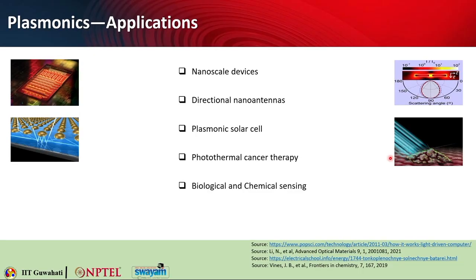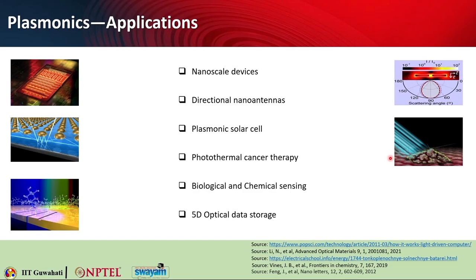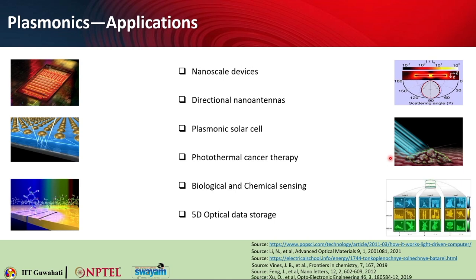They can also be used for biological and chemical sensing, where the change in the refractive index of the surrounding media of the nanoparticles can be sensed as a shift in the plasmon resonance peak wavelength. So you can sense very, very tiny amounts of molecules using this kind of sensors. This also can help you achieve very high density optical storage, something like this one, 5D optical storage. Here, images are imprinted in different layers at different wavelengths and polarizations. These are only some specific applications. You can think of a lot more applications using plasmonics. So this is the future going ahead.